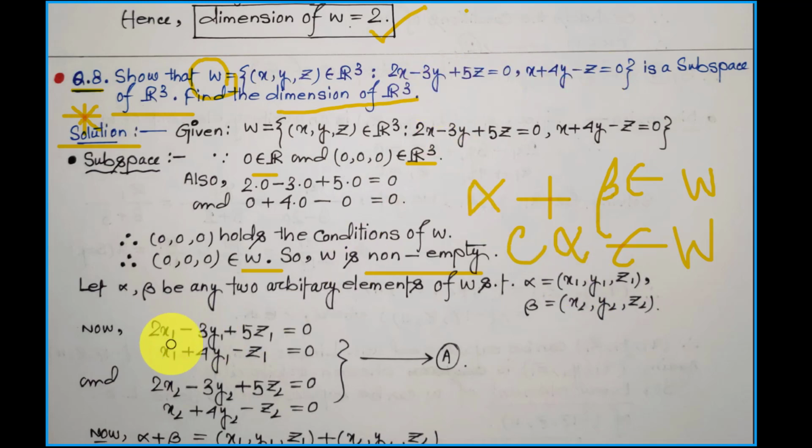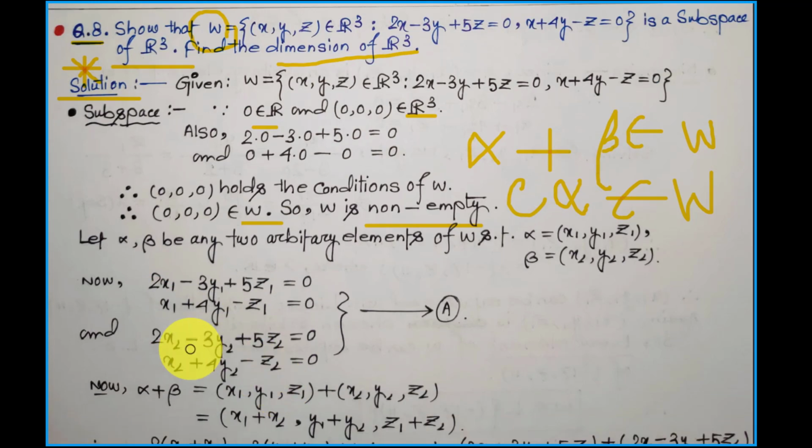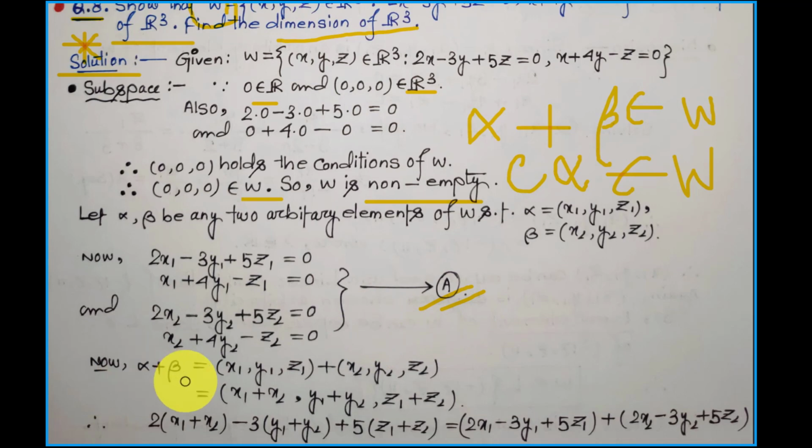That is 2x1 minus 3y1 plus 5z1 equals 0, x1 plus 4y1 minus z1 equals 0, and 2x2 minus 3y2 plus 5z2 equals 0, and x2 plus 4y2 minus z2 equals 0. Let us mark this as equation number A. Now what is alpha plus beta? Alpha plus beta is x1, y1, z1 plus x2, y2, z2, that is x1 plus x2, y1 plus y2, z1 plus z2.